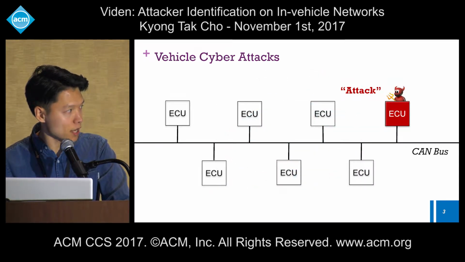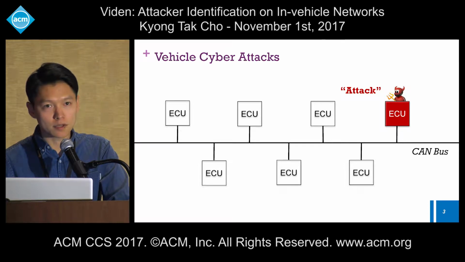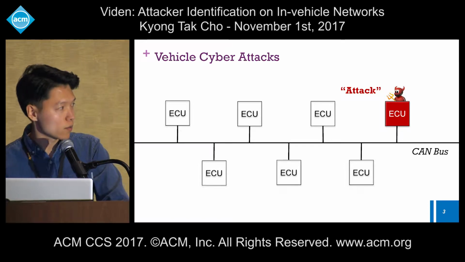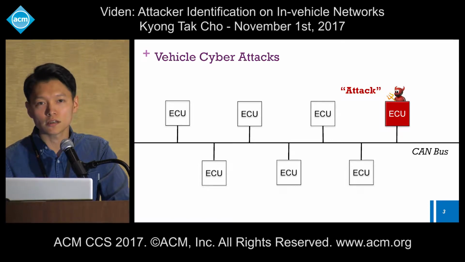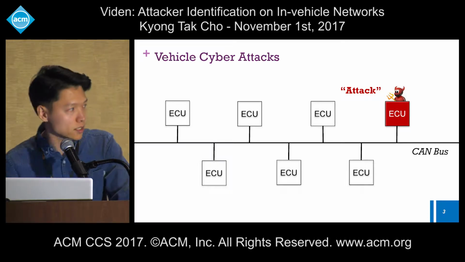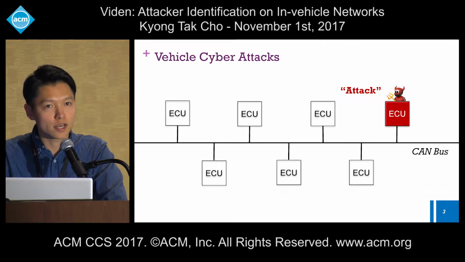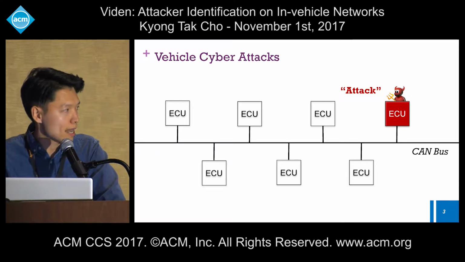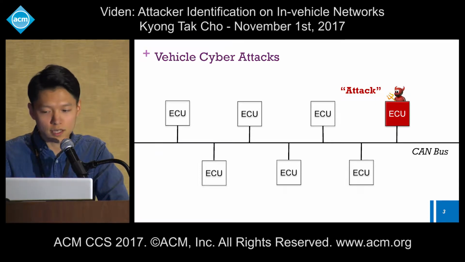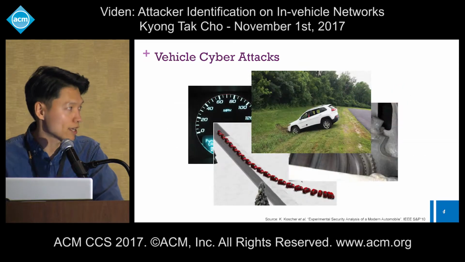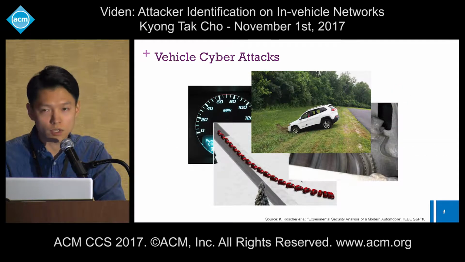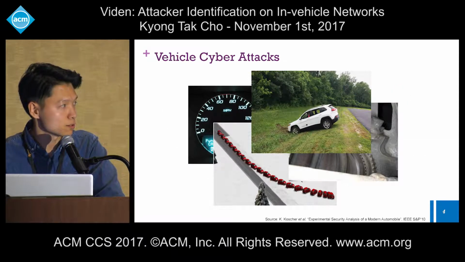So here is an example of a CAN bus. A CAN bus is the de facto standard for the in-vehicle network, where ECUs, basically computers in your car, are connected to each other and communicate in a broadcast manner. So there has been research that has shown that a compromised ECU can lead to devastating results, like a crashed car, and even the Jeep was recalled because of these kinds of issues.